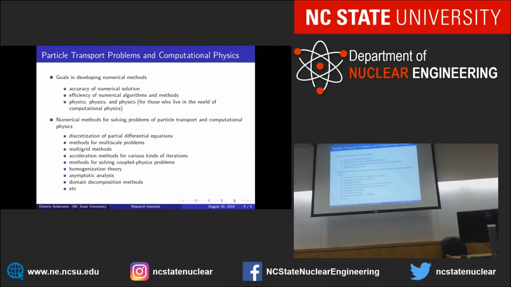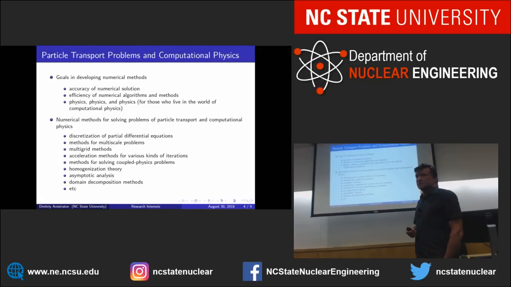If you do particle transport and computational physics development, it's all about discretization of PDEs. Then you need methods for multi-scale problems. You need to come up with acceleration methods for various iteration processes because it's a large system of equations. Then you need methods that can deal with solving coupled physics problems. There is also homogenization theory involved in a lot of problems, especially reactor physics.